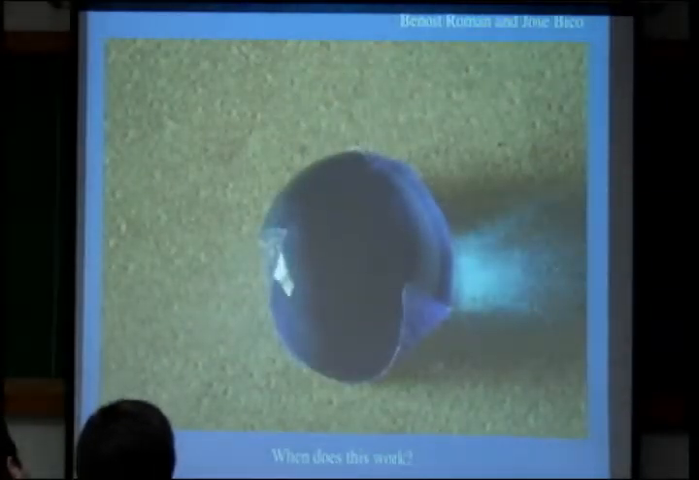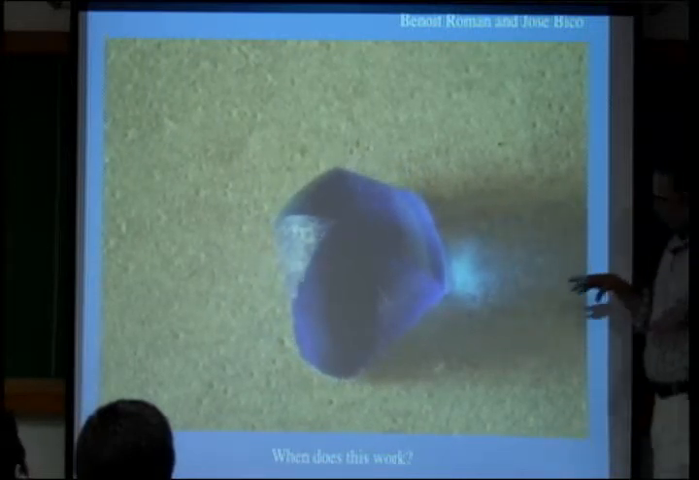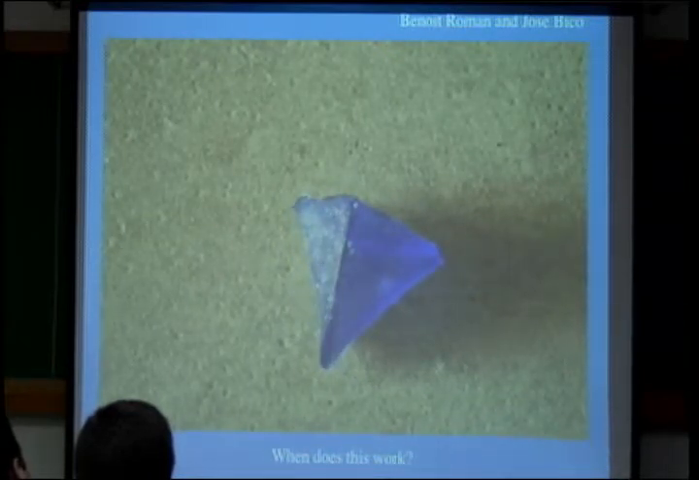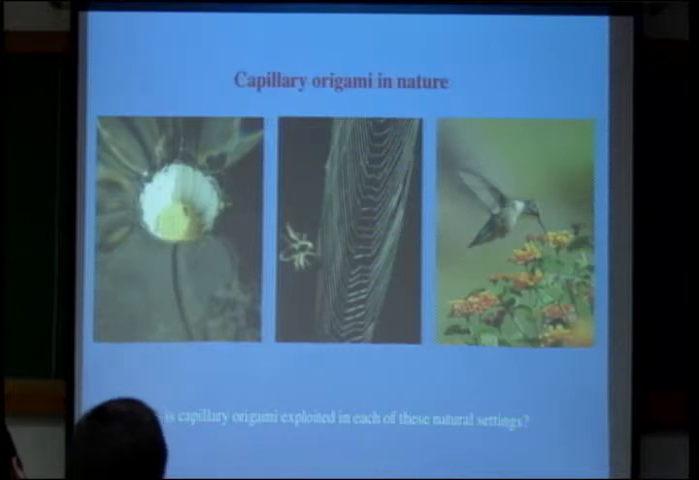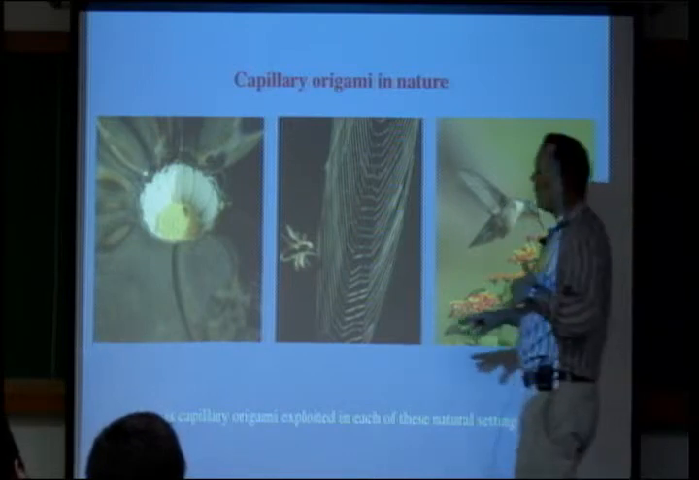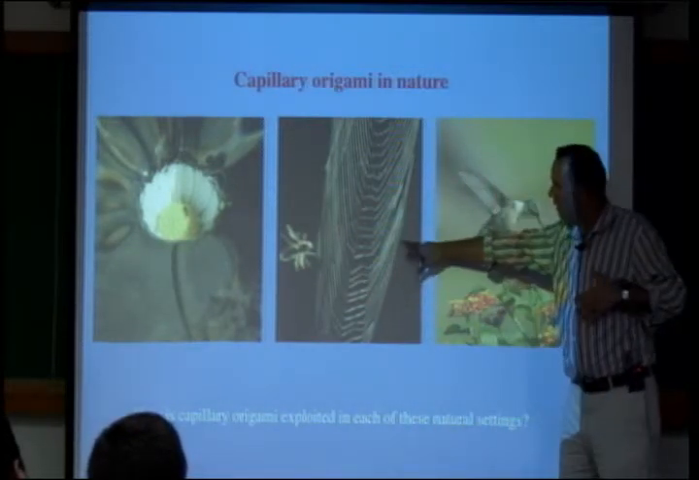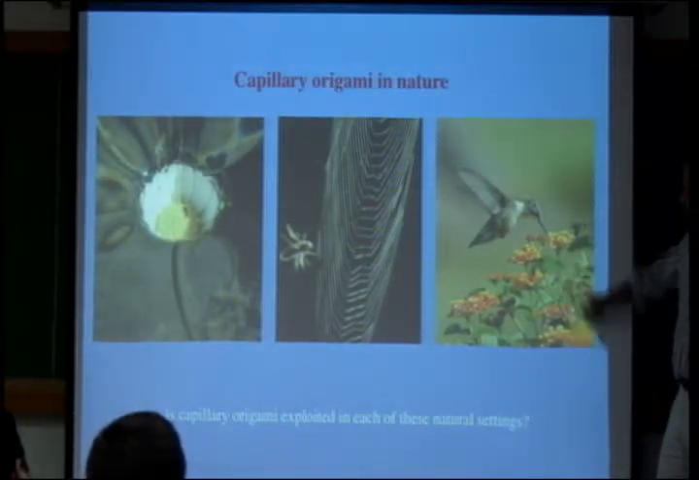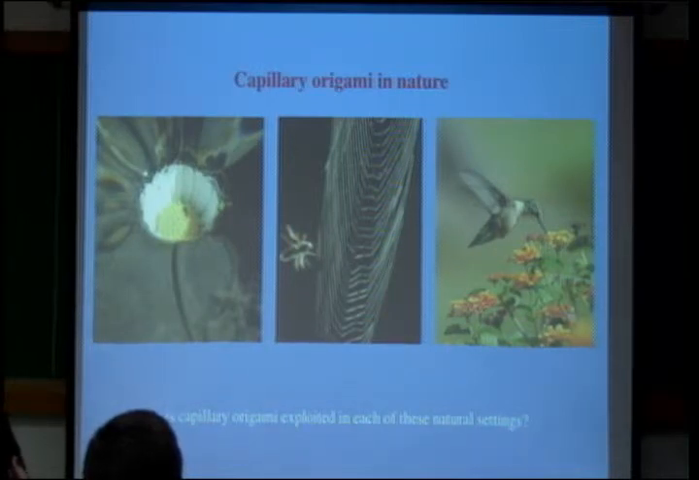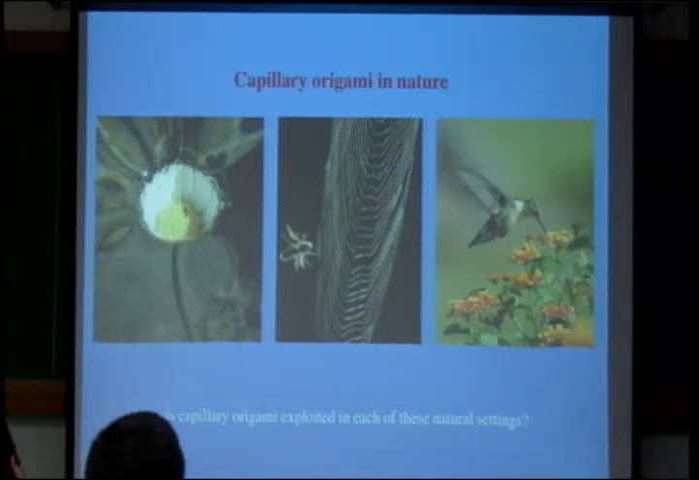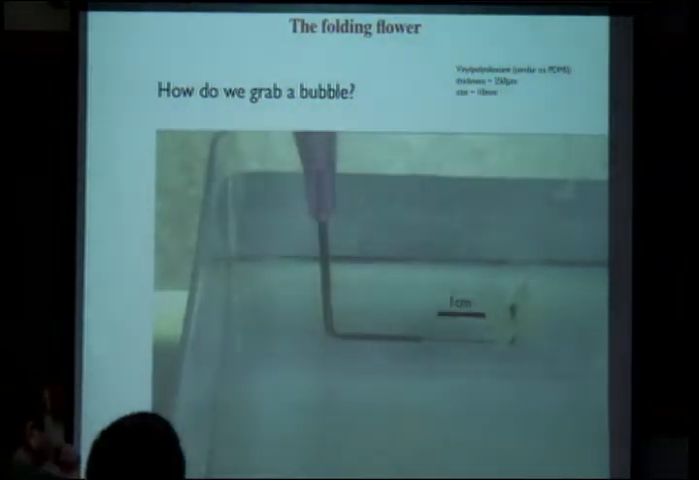Okay, so here's the video. We've put a drop on. The drop evaporates, so this sheet closes, but you can generate all sorts of interesting shapes. And these are three examples which I found in nature. This is a floating flower. This is the spider web, and we'll look at the dynamics of that. And then this is the hummingbird's tongue. So these are all examples of natural systems where the interaction between interfacial forces and soft solids gives rise to interesting dynamics.